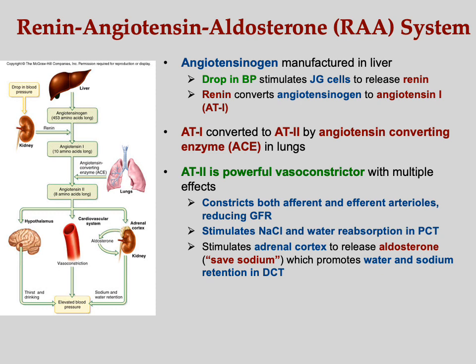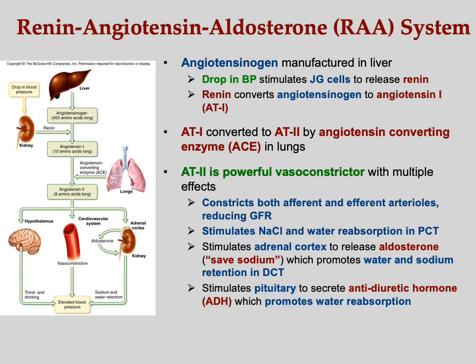So in the adrenal gland, we have both a cortex and a medulla. The cortex, which we're going to learn about more in the endocrine system when we get there, will release a hormone called aldosterone. And aldosterone, always remember, this is the save sodium hormone. Aldosterone saves sodium. So this is the one that is going to promote the retention of sodium. Water will follow along with it. And now we've got an increase in stroke volume and an increase in blood pressure.